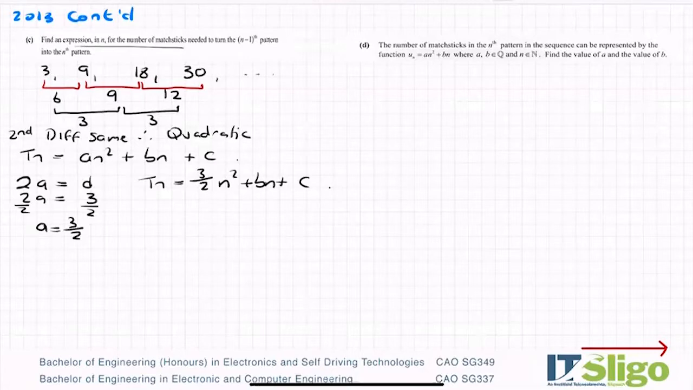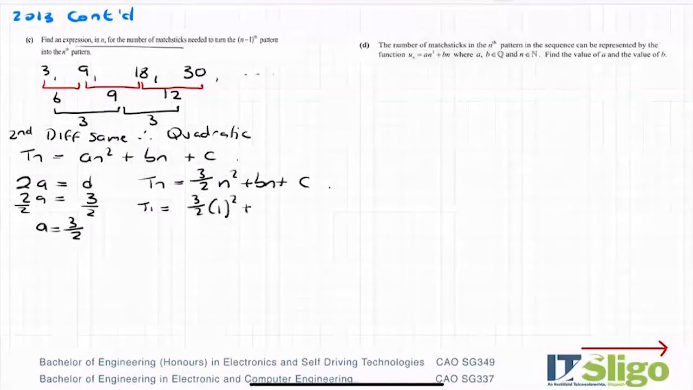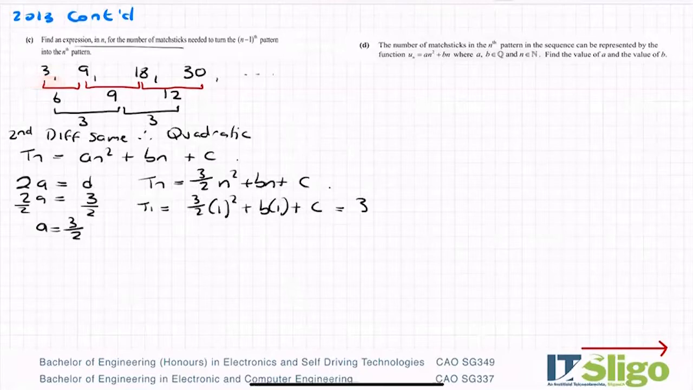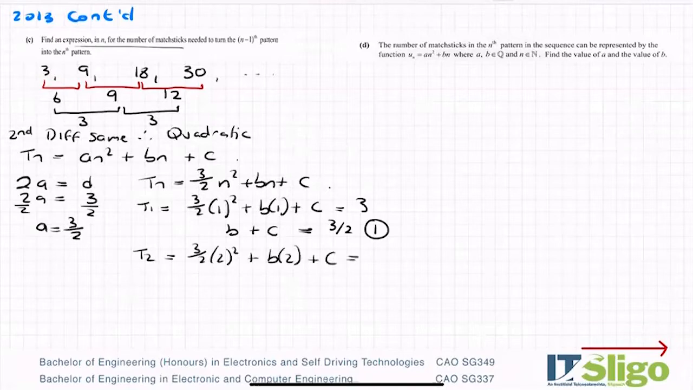So again, T1 in this one would be equal to 3 over 2 times 1 squared plus b times 1 plus c, and my first term is 3. So therefore I'll end up with b plus c being equal to 3 minus 3 over 2, which is just 3 over 2 as well. My T2 then is equal to 3 over 2 times 2 squared plus b times 2 plus c, and that's equal to my second term, which is 9. So I'll have 2b plus c being equal to 9 minus 3 over 2 times 2 squared, which is 4.